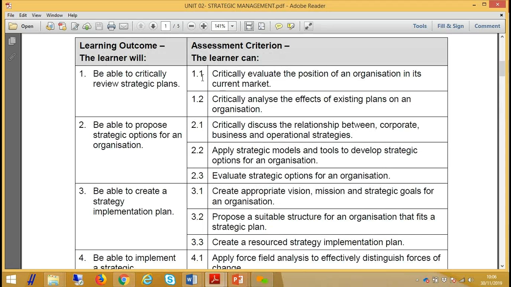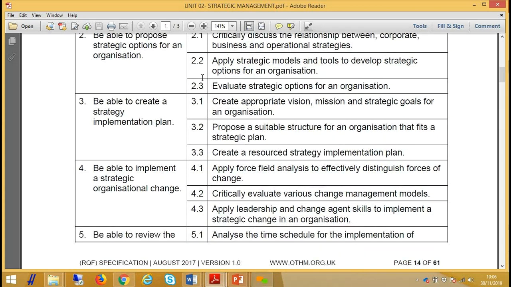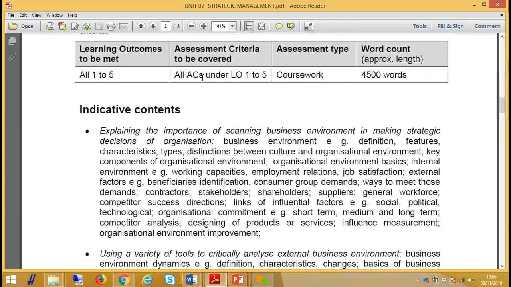being able to critically review strategic plans. And then the second one is to be able to propose strategic options for an organization. The third one is being able to create a strategy implementation plan, so the implementation of strategy. The fourth one has to do with organizational change, strategic organizational change plans.